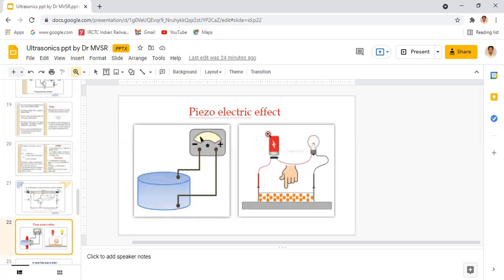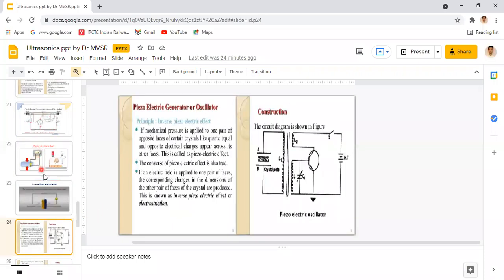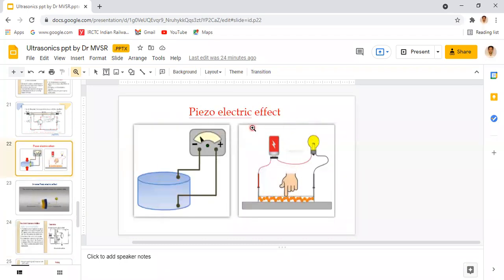Generally, in the piezoelectric method we use the principle of the piezoelectric effect. Of course, the converse of the piezoelectric effect is used here. So first of all, what is the piezoelectric effect and what about the converse of the piezoelectric effect? Coming to this picture, this is an animation in which piezoelectric effect, piezo means pressure, electric means the potential difference.